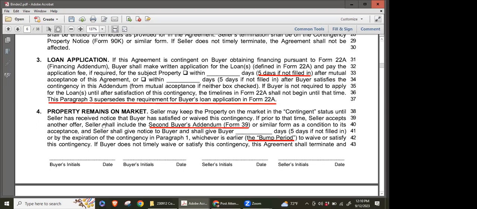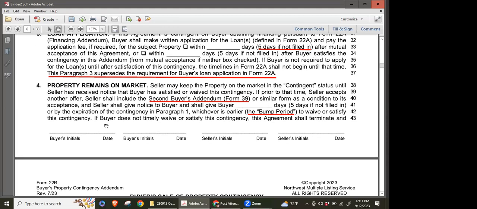And then if there's a backup, then it has to be on Form 39. If you are accepting another offer, that explains the process to this buyer, that they may get a notice and they have 5 days to respond. Are they going to waive the contingency, or are they going to terminate the deal? And that's called the bulk clause.